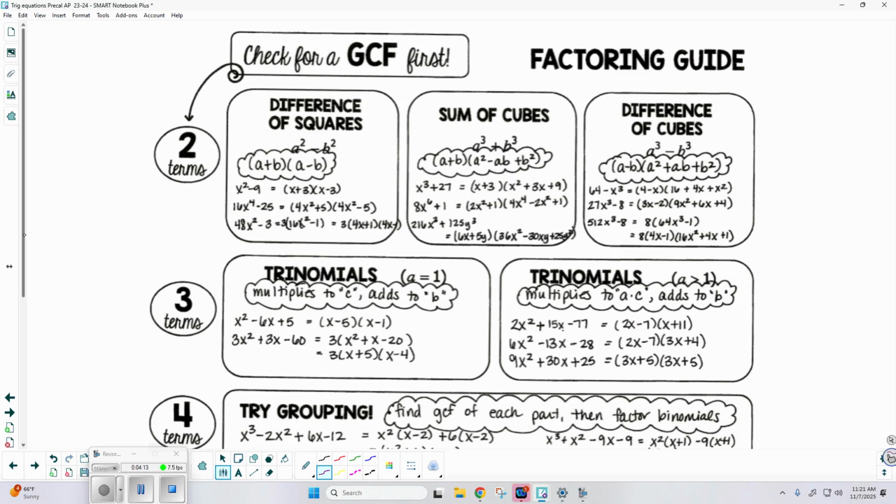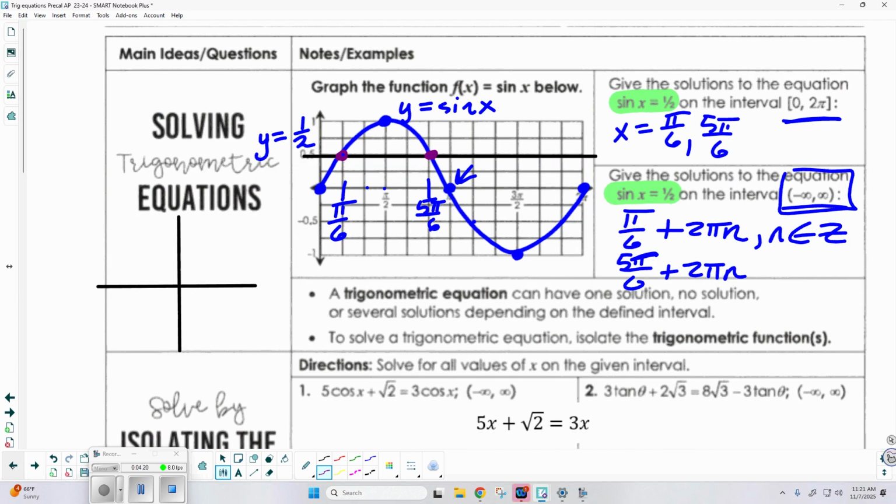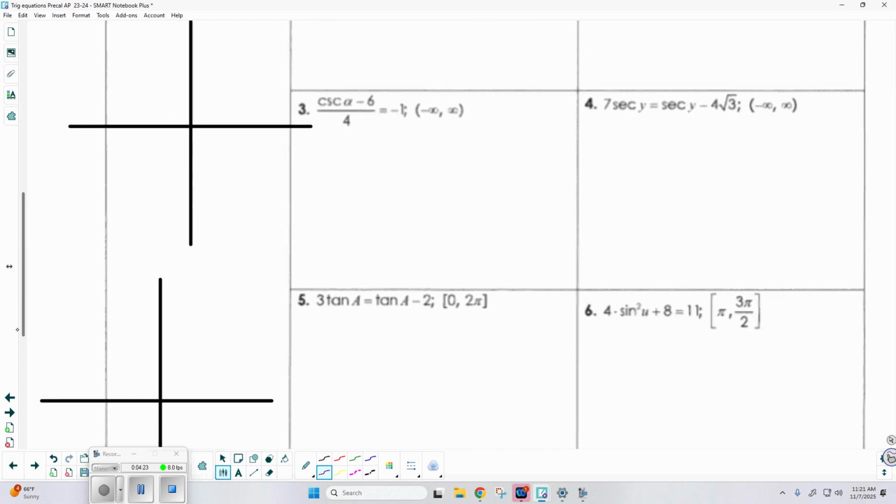Okay, so I just wanted to give you a heads up before the weekend. We're going to start factoring on Monday, but not today. All right, let's get back over here to number 3.